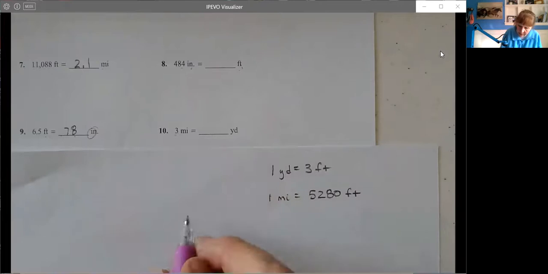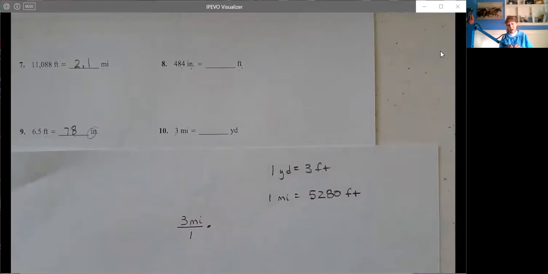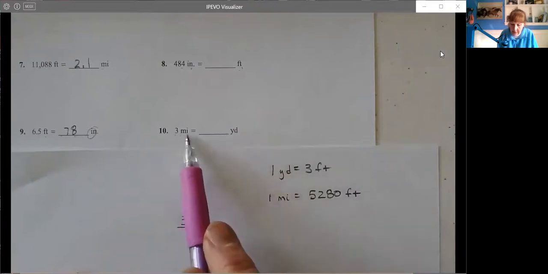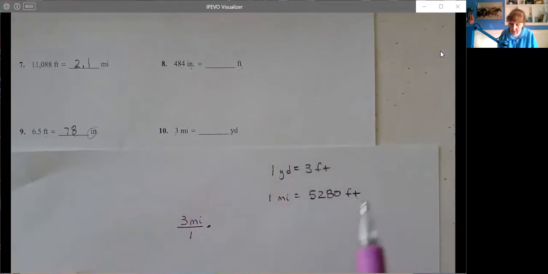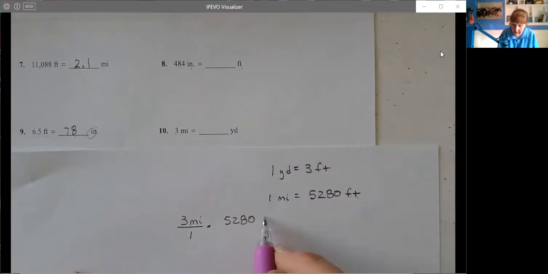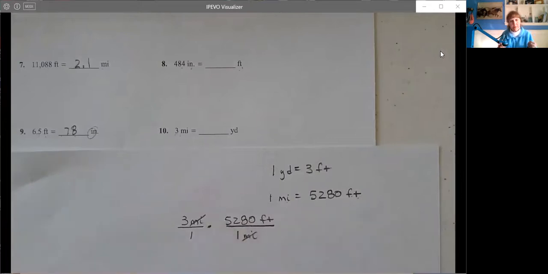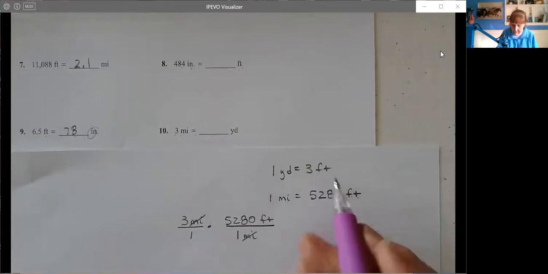We start with 3 miles over 1 times. I want to get rid of the miles, and I don't have a mile to yard written down here. So we're going to get rid of the miles and put it into feet. 5,280 feet over 1 mile. That gets rid of the miles and puts it into feet, but we don't want our answer in feet. We need yards. So we'll go to this one.